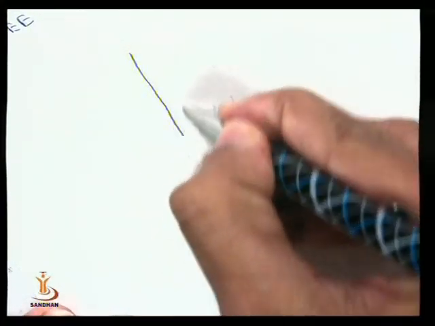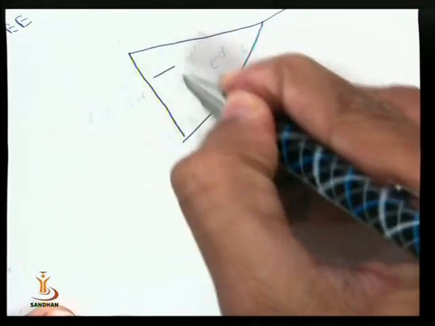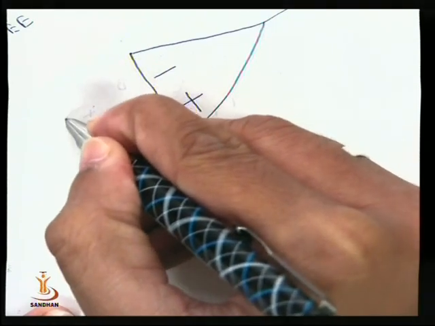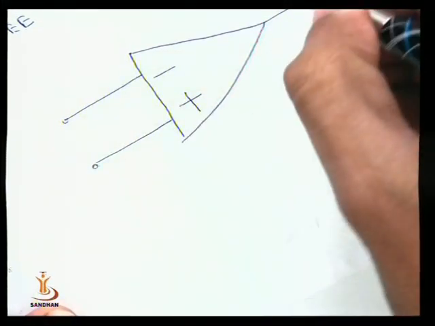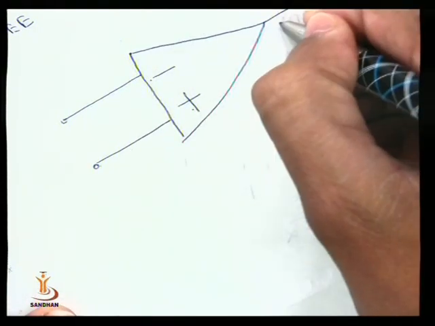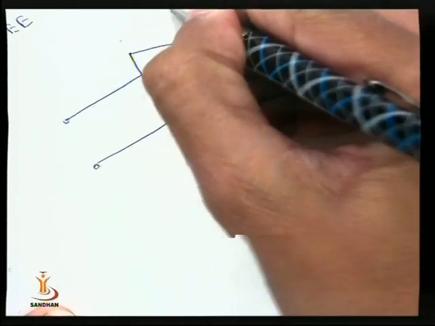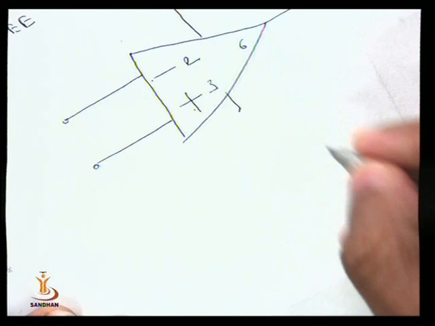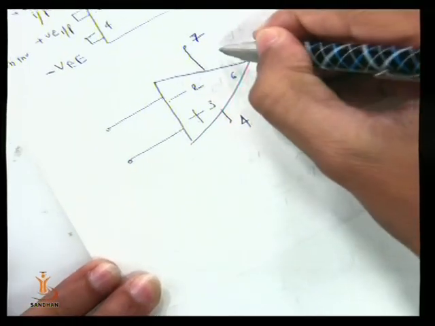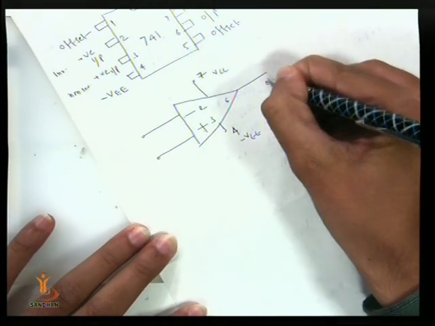The symbol for the op-amp is like this. This is the negative terminal, positive terminal. We are giving the input over here, that is inverting, and over here, non-inverting, and these are numbers 2, 3, 6, and here number 7, and here number 4 for the plus VCC and minus VEE, and this is for the output.